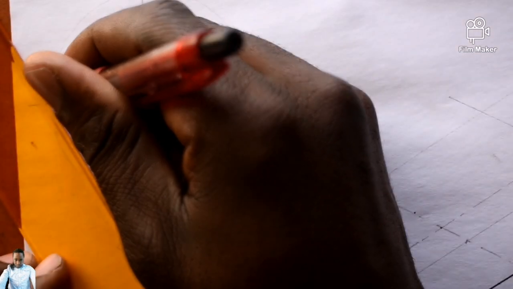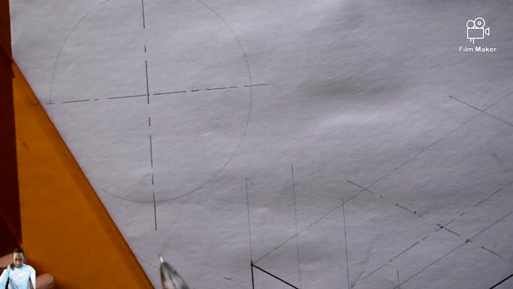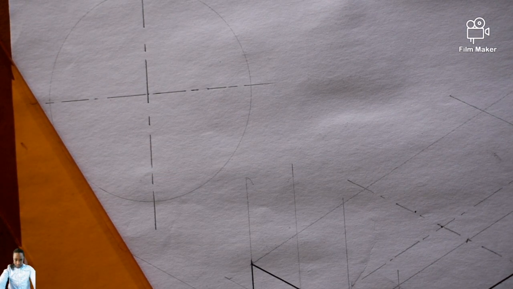The horizontal. So from there I can use my 60 degrees. I'll get a center line that is going to be at an angle of 60 from this point. There are so many methods of drawing a hexagon. In this video, let me use this one.